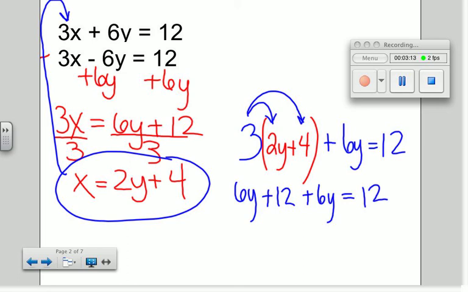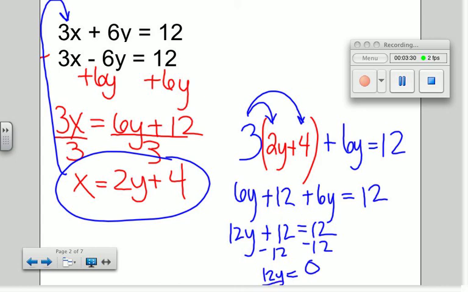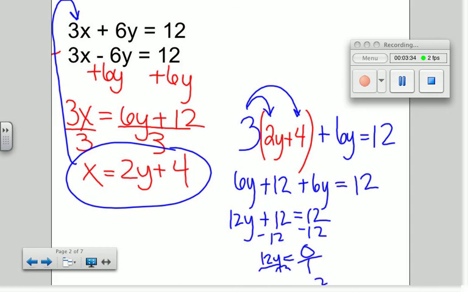Keep combining your like terms. 6y and 6y is 12y. 12y plus 12 equals 12. Subtract 12 from both sides. So 12y equals 0. And then divide both sides by 12. So y equals 0. This, y equals 0, is only half your answer.